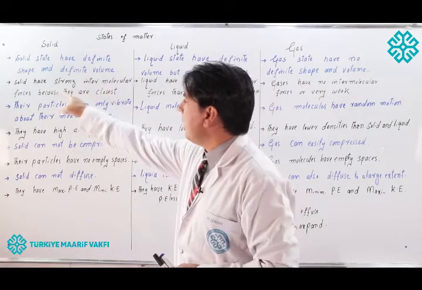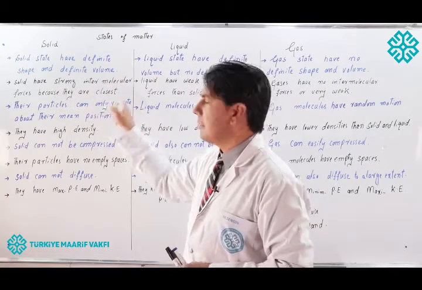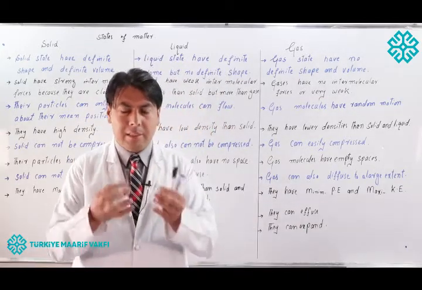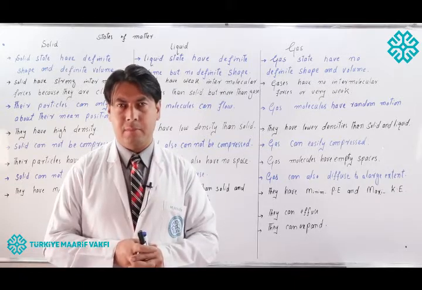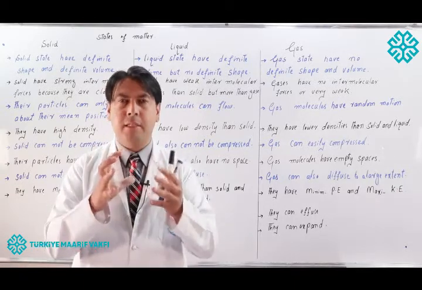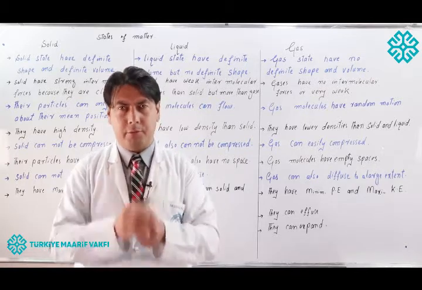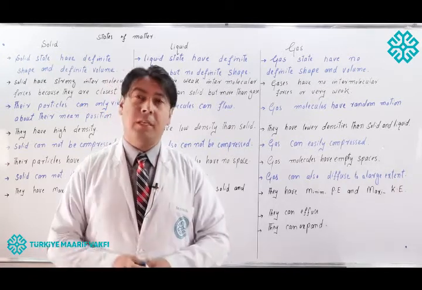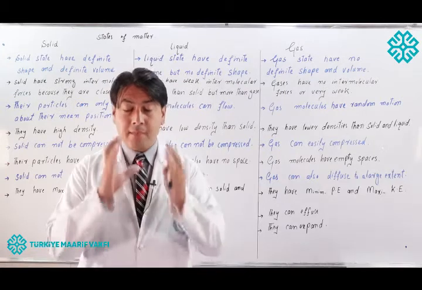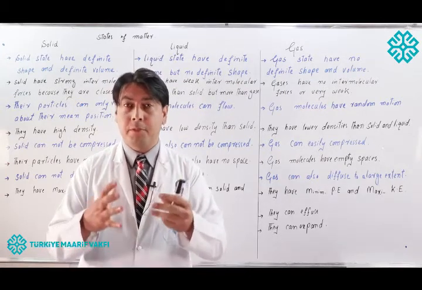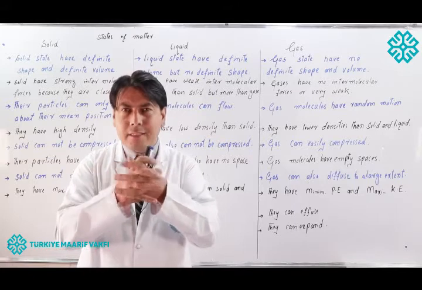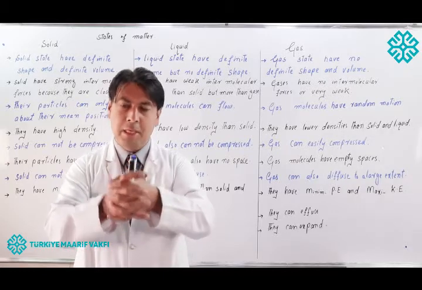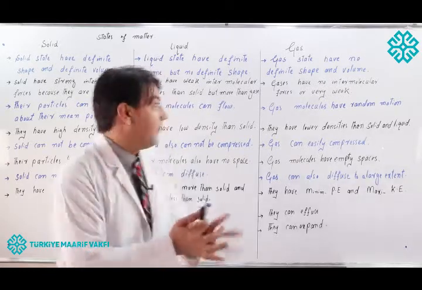Another property: solid has strong intermolecular forces because its particles are closest. The solid particles, the solid molecules, are closest with each other. Why? Because they have strong intermolecular forces. What are intermolecular forces? The attractive forces amongst the molecules are called intermolecular forces. The solid molecules have strong intermolecular forces, therefore they are closest with each other. Why do they have definite shape and definite volume? Because the particles are closest with each other.